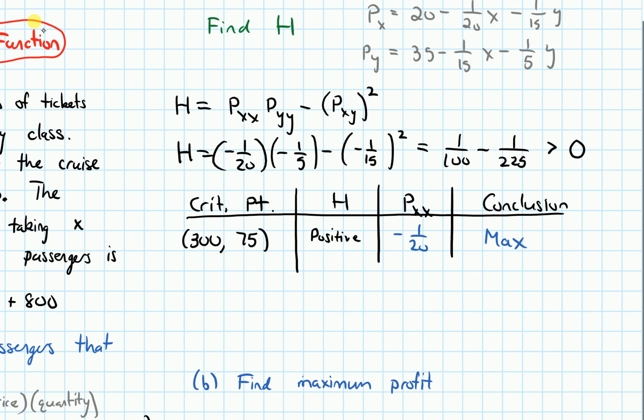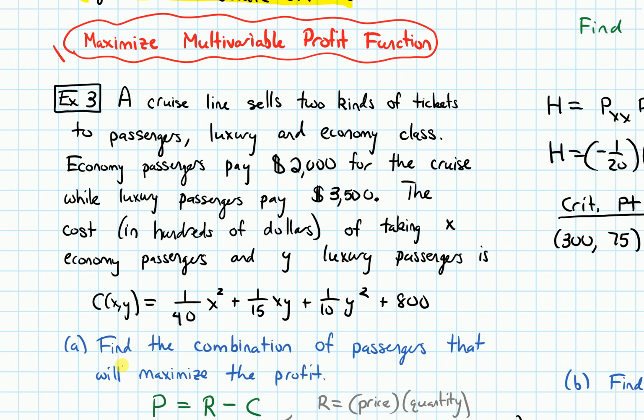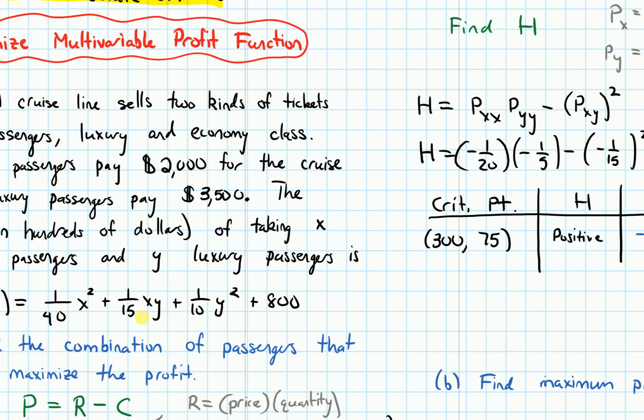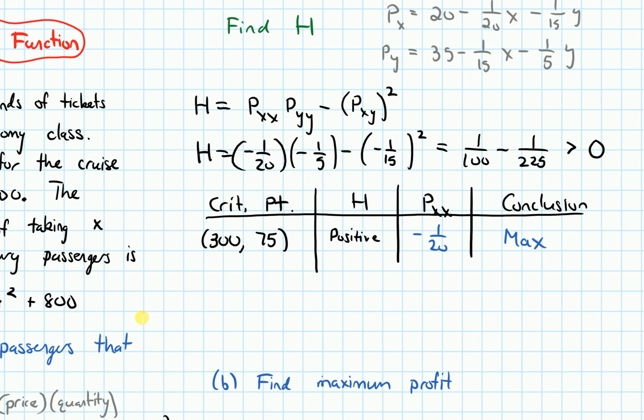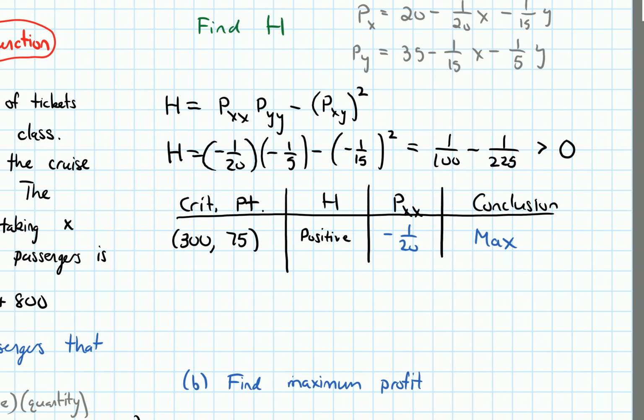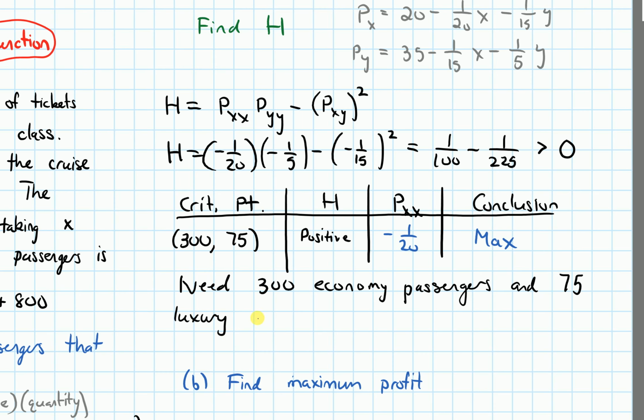So I just need to answer the question, which was, what did it want? The combination of passengers. It wanted how many economy passengers and how many luxury passengers give us this max. Those are the values of x and y. We need 300 for x, so that's 300 economy passengers. And 75 was y, that's 75 luxury passengers to maximize the profit. And that's our answer to part A.